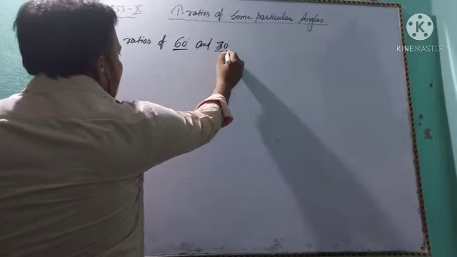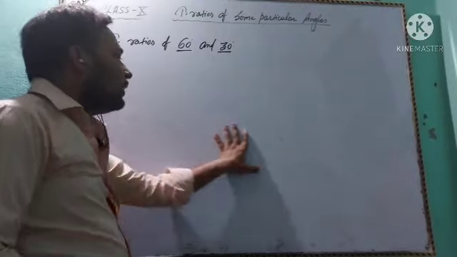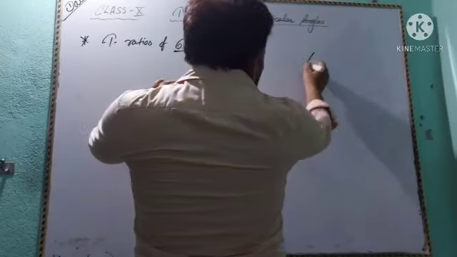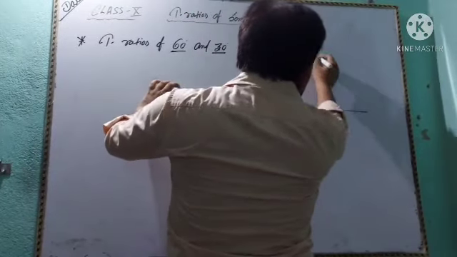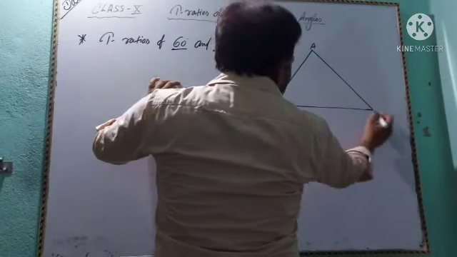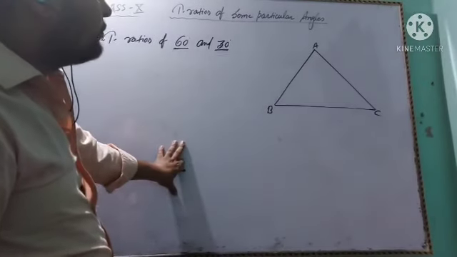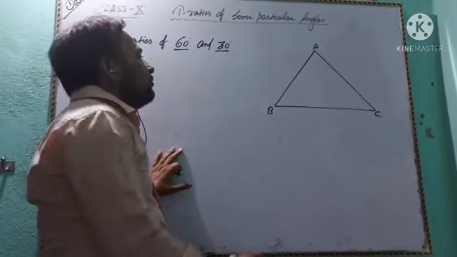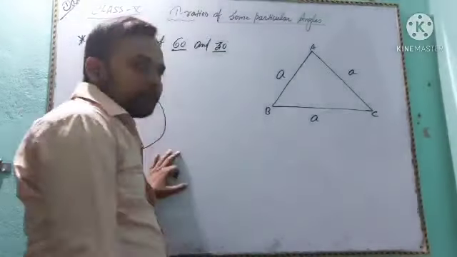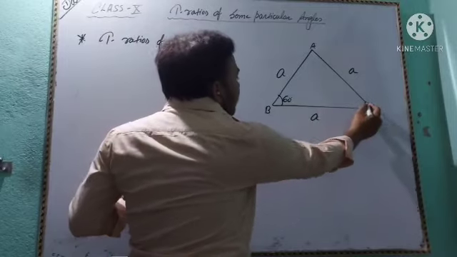Next is T ratios of 60 degree and 30 degree. So find the value of trigonometric ratios of the 60 degree and 30 degree. First of all, we consider an equilateral triangle ABC with each side equal to a unit, and each angle of an equilateral triangle is 60 degree.